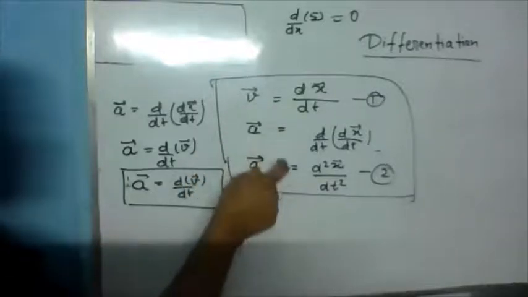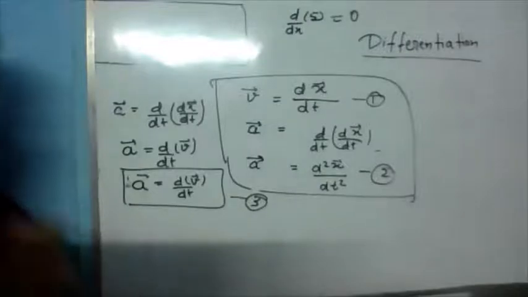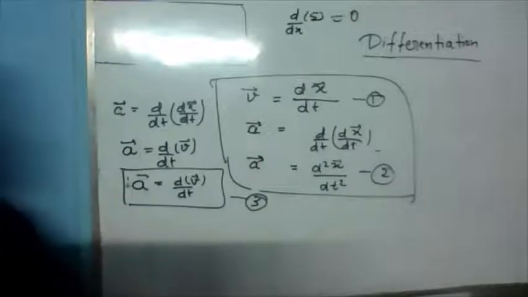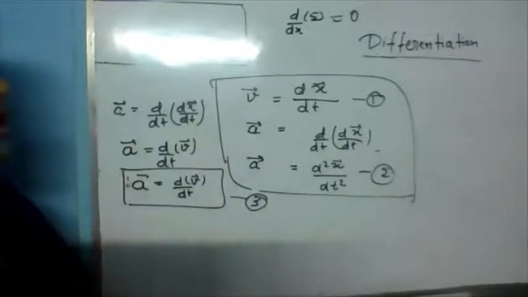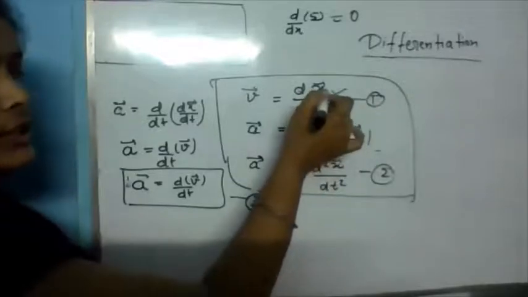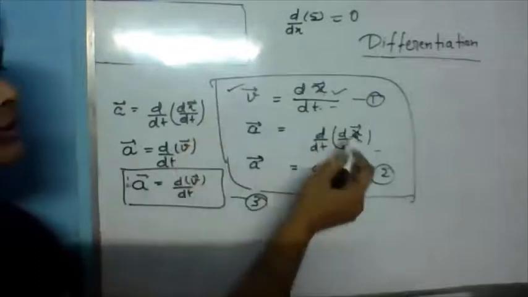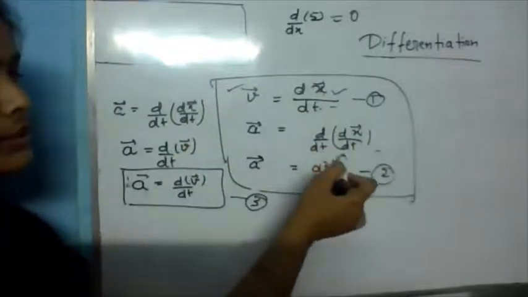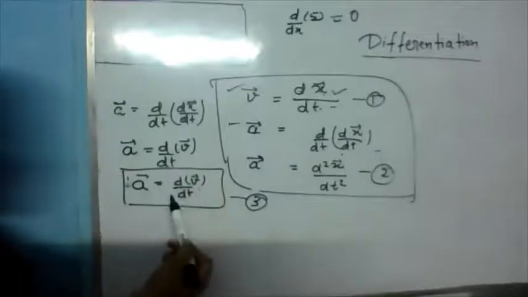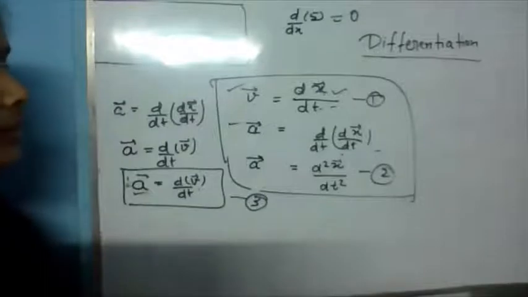Now these 3 formulae are clear? Okay. Because we will apply this formula in proving. So just remember this: if you differentiate displacement 1 time with respect to time, you will get velocity. If you differentiate displacement 2 times with respect to time, you will get acceleration. If you differentiate velocity 1 time, you will get acceleration. Okay? Good.